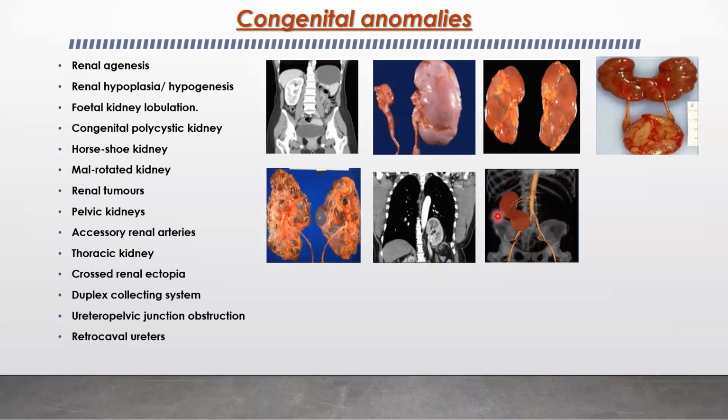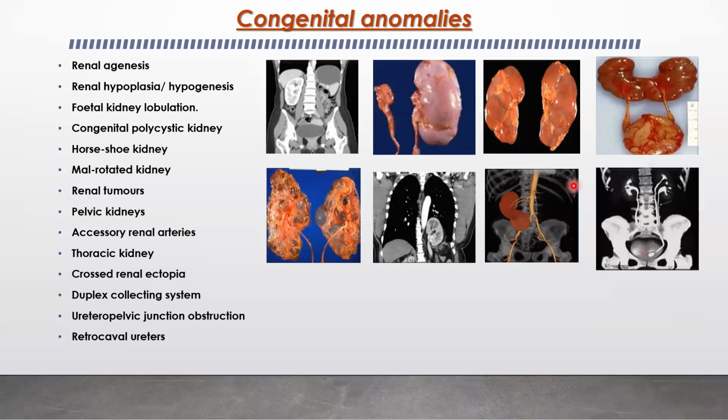Then we can appreciate now we have the kidneys here. These kidneys are found on the same side. So this is crossed renal ectopy. Ideally, they're supposed to be on different sides. Then on this end, you can appreciate we have two different ureters. So this one is a duplex collecting system.